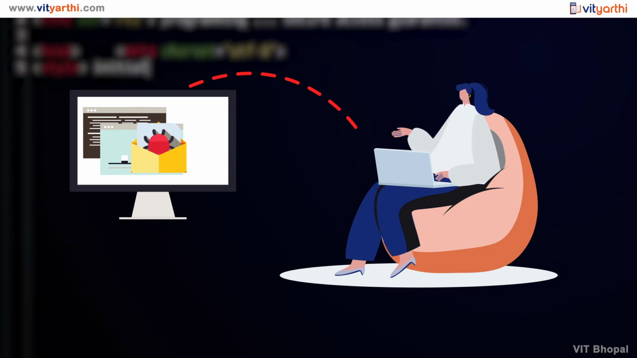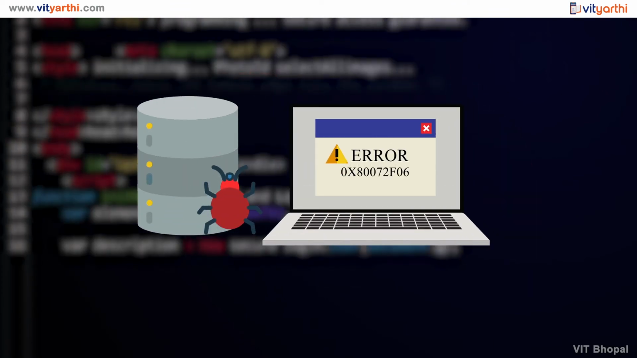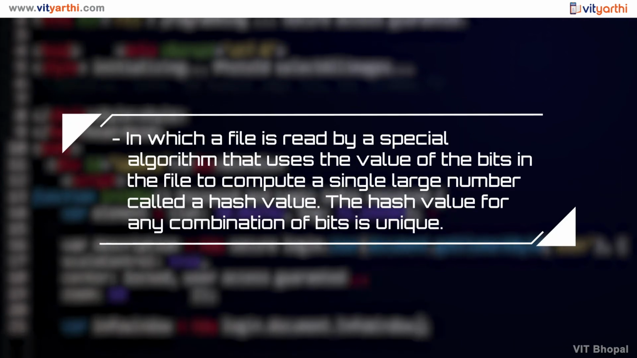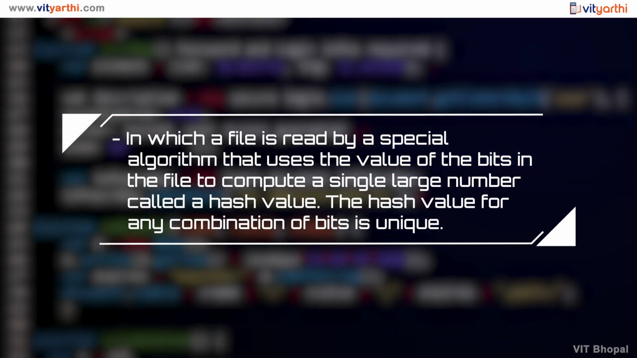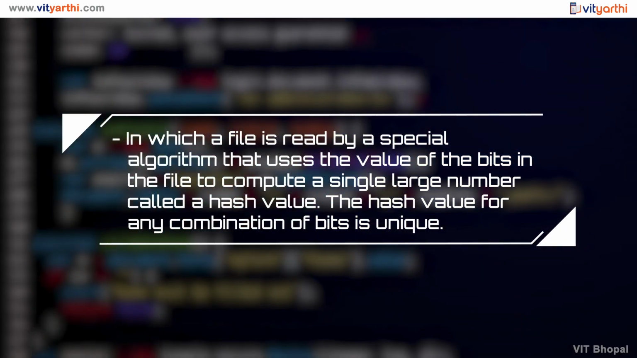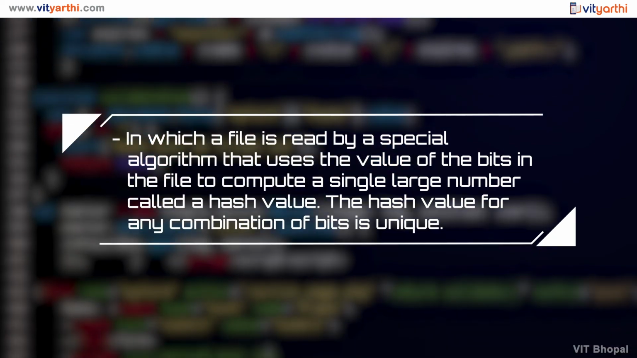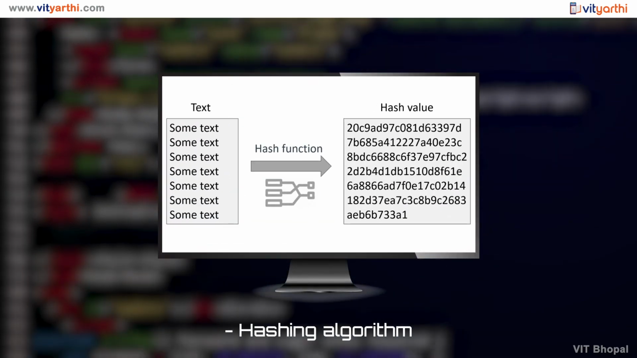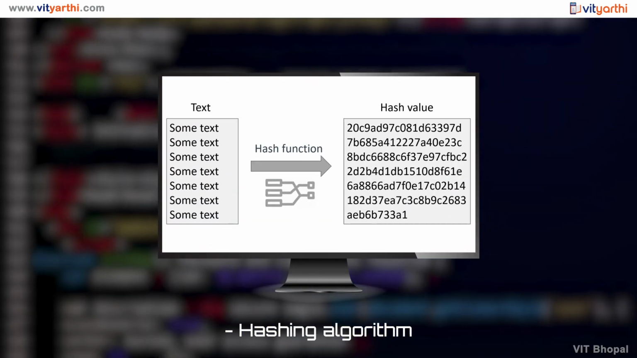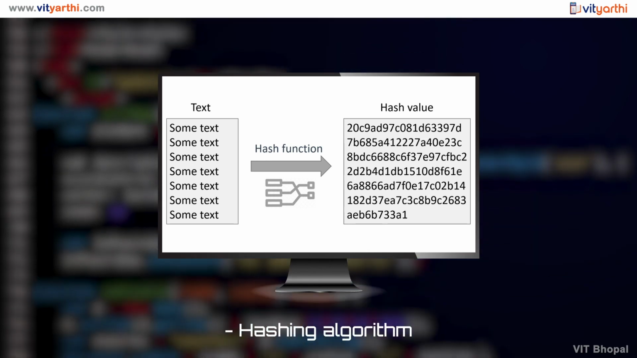A key method of assuring information integrity is file hashing, in which a file is read by a special algorithm that uses the value of the file in bits to compute a single large number called a hash value. The hash value for any combination of bits is always unique for each file. If a computer system performs the same hashing algorithm on a file and obtains a different number than the recorded hash value for that file, the file has been compromised.